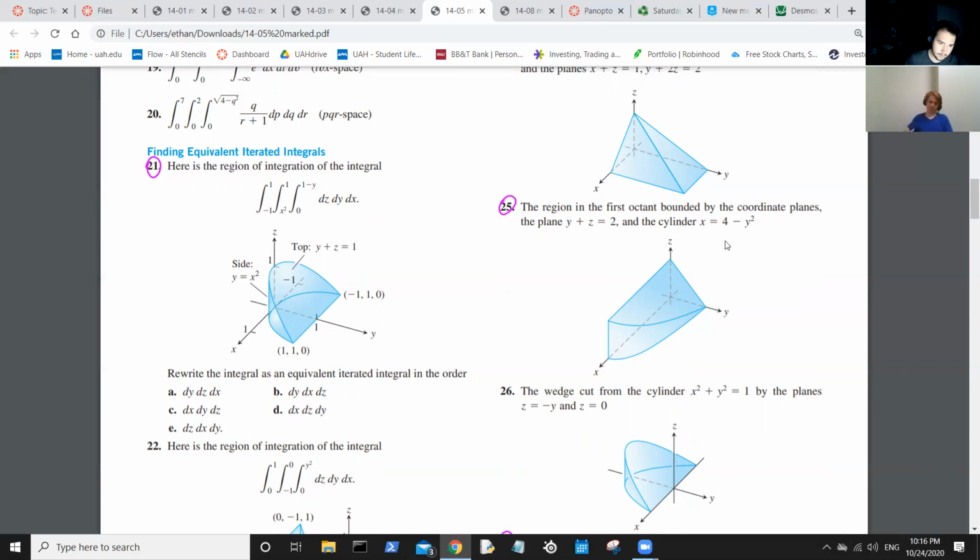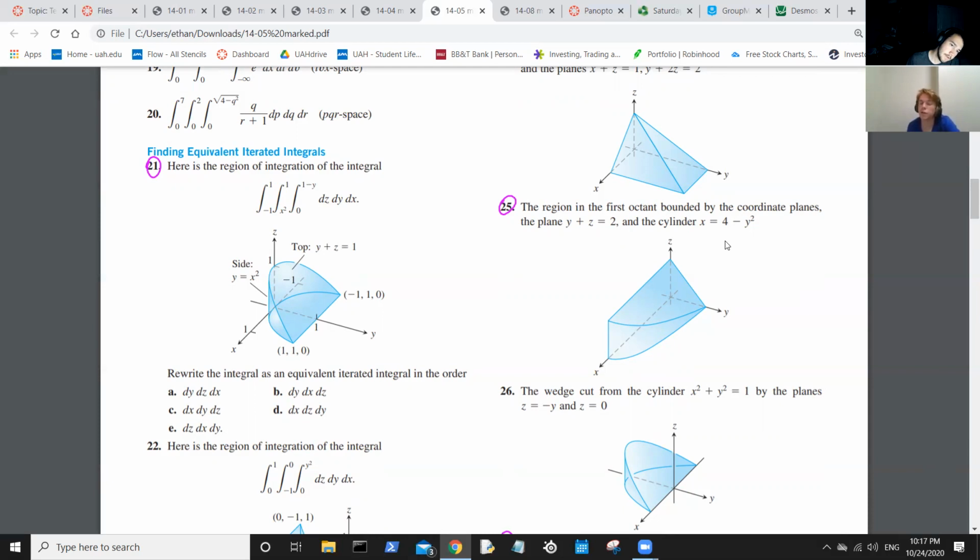All right, so looking at this, our upper limit for z looks like it's the plane, right? Is it? Yes, or no? Or is it the cylinder?